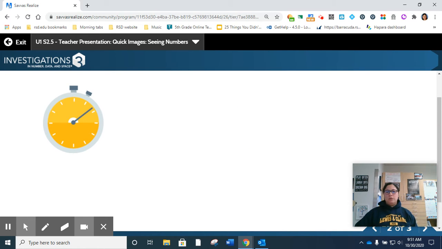So that's our 3 seconds that we got to see it. I'm going to give you a minute or a few seconds now to write down your answer. Think about what you saw. Think about what kind of strategy you can use to figure out the amount of dots that are in the picture.